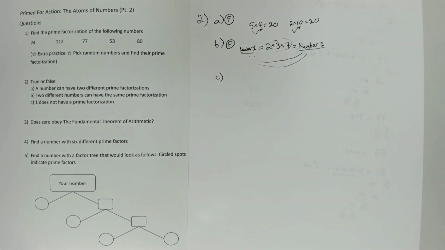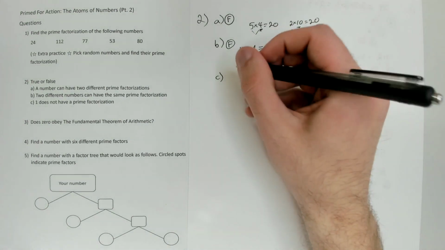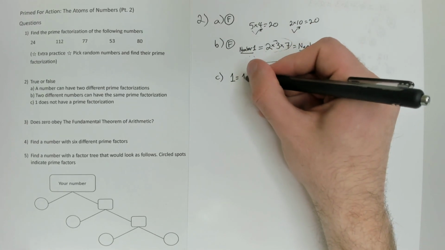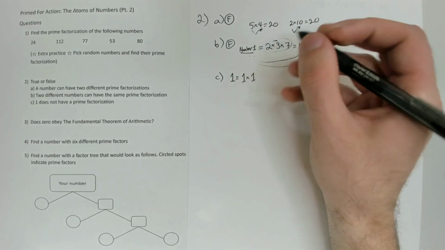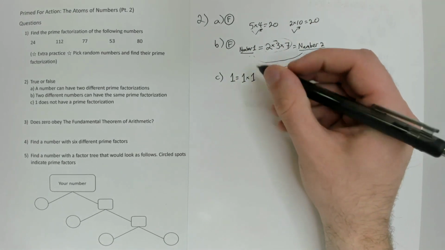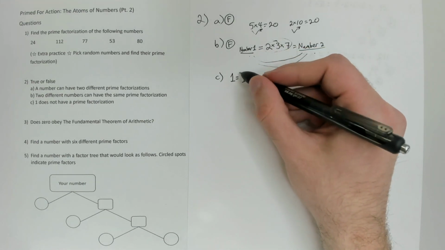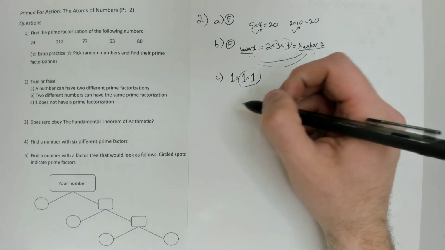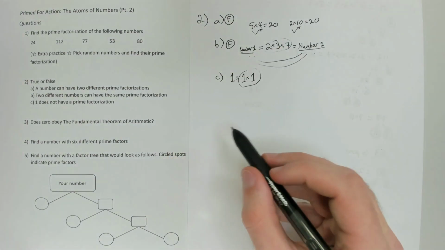All right, and let's look at part C. 1 does not have a prime factorization. All right, so if we look at 1, you'll recall that the only factors of 1 are 1 times 1, right? But 1 isn't a prime number, so that means that since this is the only factorization of 1 and there aren't any primes in it, then 1 doesn't have a prime factorization.